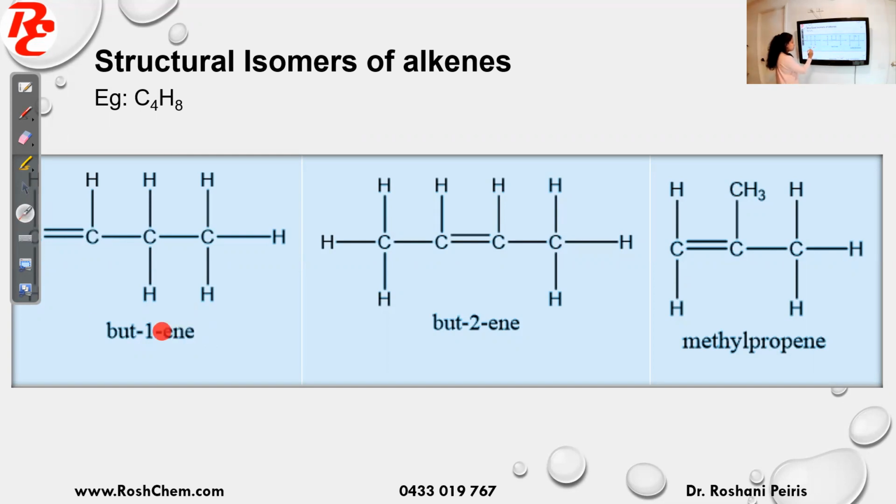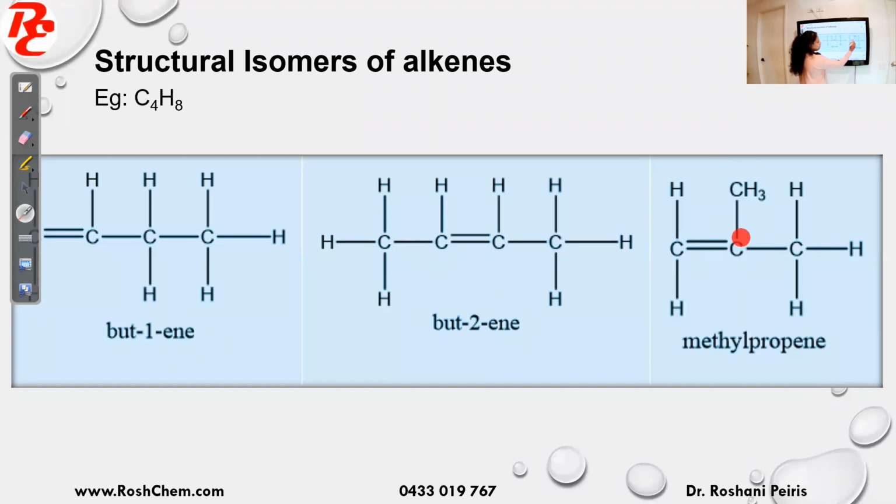So the 1 in ene means the double bond is on the first carbon. That's why I say but-1-ene. In the next structure, you have 4 carbons. The double bond is on the second carbon. Now you can see that's the first one, that's the second one. So but-2-ene. Now you can see this is a branched one. So you have 3 carbons. You also have a CH3 on the second carbon.